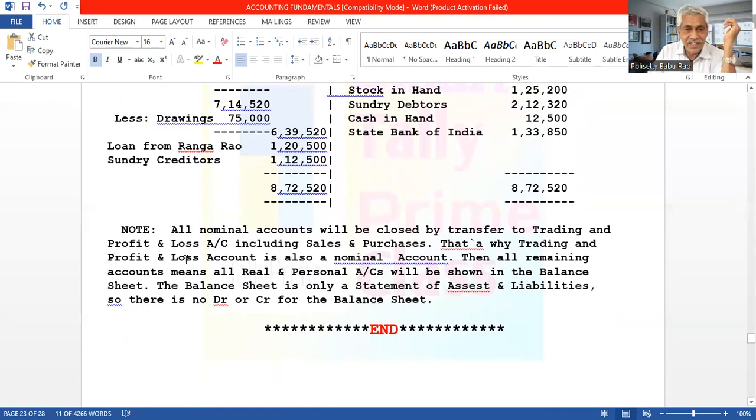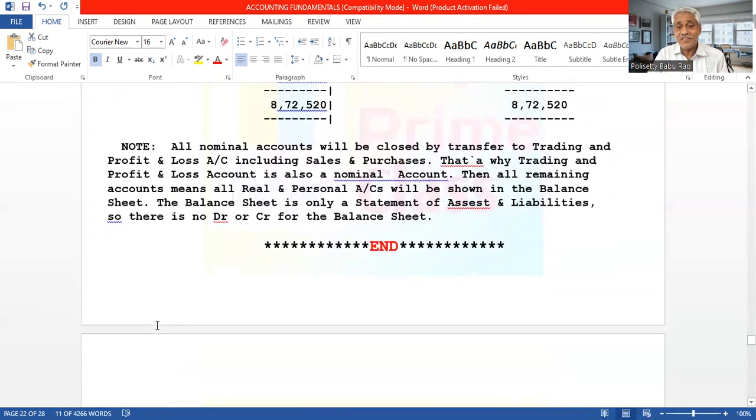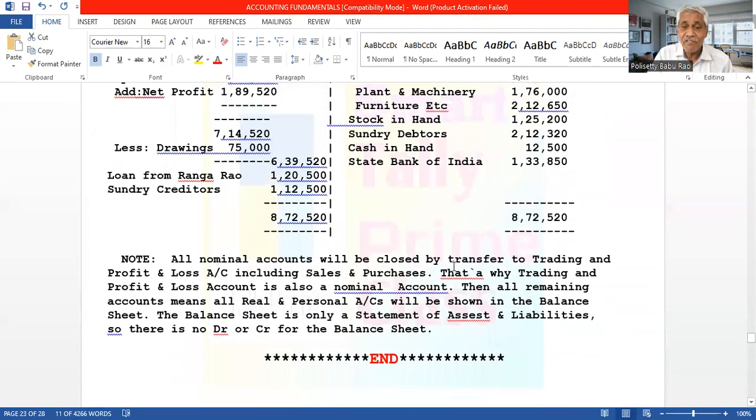Okay, now see here, all the nominal accounts will be closed, we transfer them to the trading and profit and loss account, including sales and purchases. That's why the trading and profit and loss account is also a nominal account. Then all the remaining accounts, meaning all real accounts and personal accounts, will be shown in the balance sheet. The balance sheet is only a statement of assets and liabilities, but there is no debit and credit. So it is only a statement of assets and liabilities. We have to understand all assets are debit balances, all liabilities are credit balances. So this is the end of the final accounts.